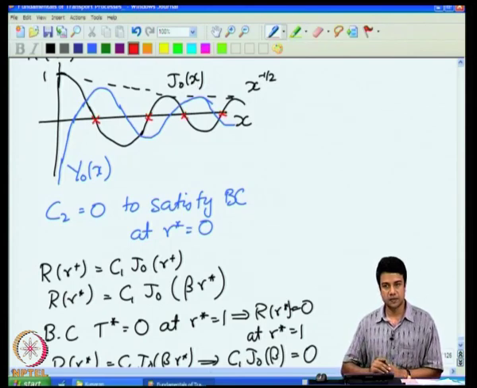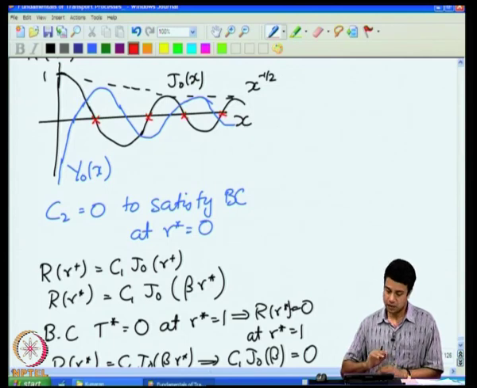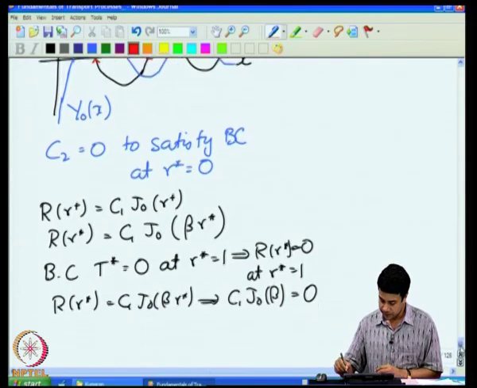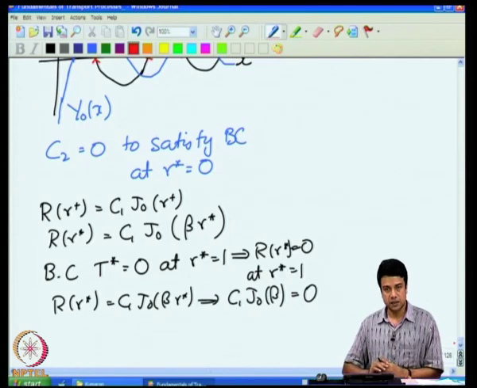set of discrete values. In the Cartesian coordinate system, we similarly got discrete values because the temperature at z star equal to 1 had to be 0, and therefore beta was equal to n pi. In this particular case, it is not n pi, but it is a set of values at which the Bessel function goes through 0, okay. A set of discrete values, discrete solutions of the equation J naught of beta is equal to 0.